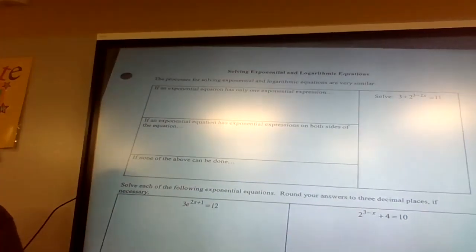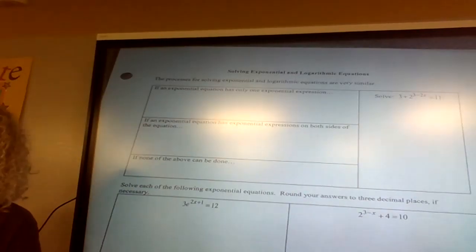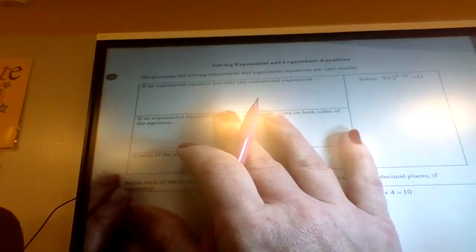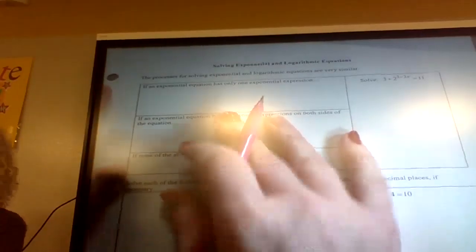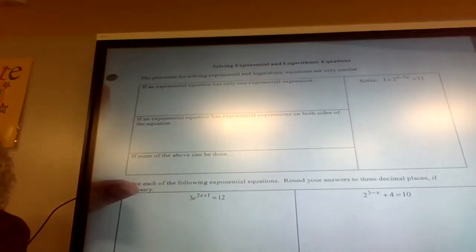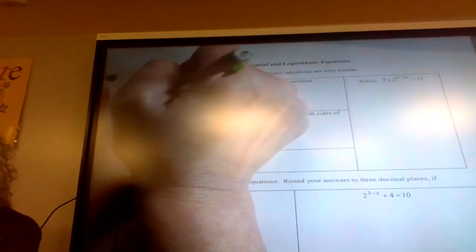So we're going to start solving logarithmic equations today, logarithmic and exponential equations. They're inverses of each other. Logarithms are inverses of exponentials, and exponentials are inverses of logarithms. So they're inverses. And we're going to use that. All right. So if an exponential equation has only one exponential expression, there's a lot to write right here, just so you know. So if there's only one exponential expression, the first thing you do is isolate the exponential expression.